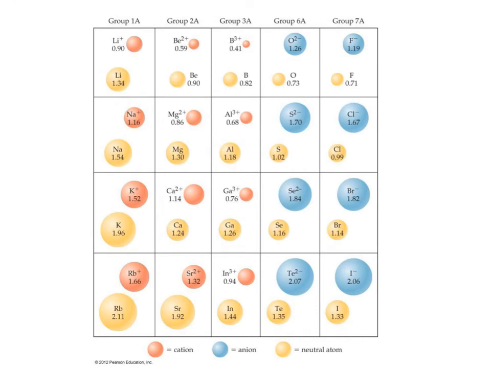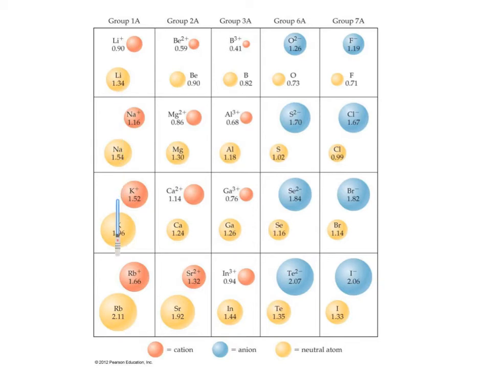So let's concentrate on the yellow pictures in each one. As you move from left to right, you can see the size of the yellow circles goes down, down, down, because you are increasing the number of protons and increasing the number of electrons and increasing the effective nuclear charge as you move from left to right. So they decrease going across.